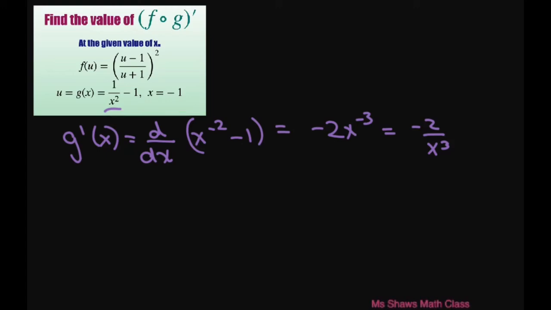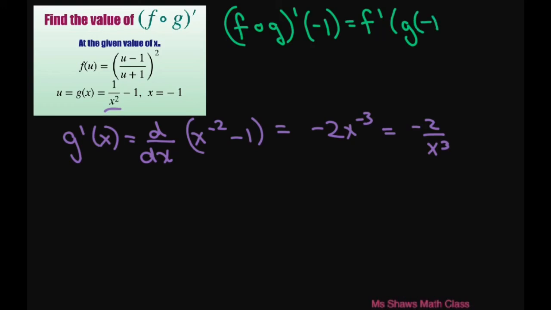Now all we have to do is look at our formula, which we did before. So we had f of g prime, and we had x, but our x is negative 1. That's going to equal f prime of g of negative 1 times g prime of negative 1. All right. G of negative 1: if you substitute in negative 1 here, you're going to get 1 divided by 1 minus 1. So this is going to be 0.